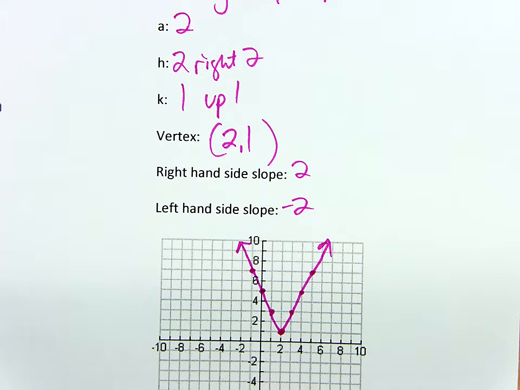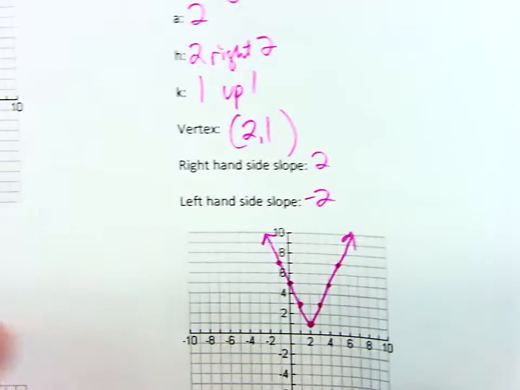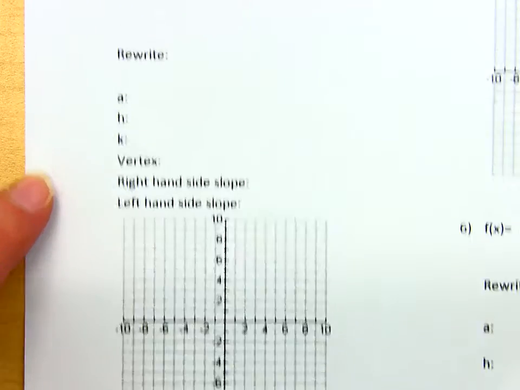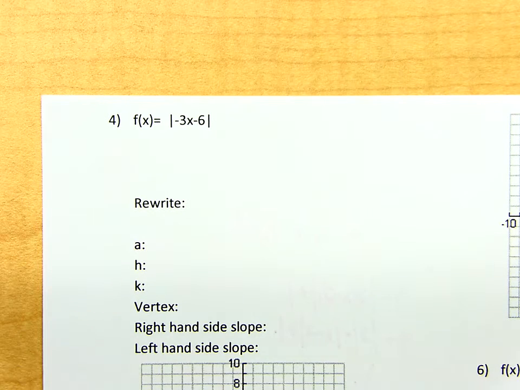Okay. Ready to make it harder? Just a little bit. The next one's not as crazy yet. We're working up to it. Alrighty. Let's look at 4. This is not in the form that we're used to.